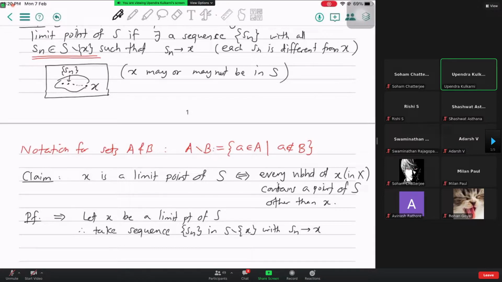So take such a neighborhood, right? Now, a neighborhood is something that contains an open set containing X. But what do I know about open sets containing X? Should I give a name to this open set? And I claim that I don't really need to. What do I know about open sets containing X? They will contain a ball around X. It will contain a ball around X, right? So, okay.